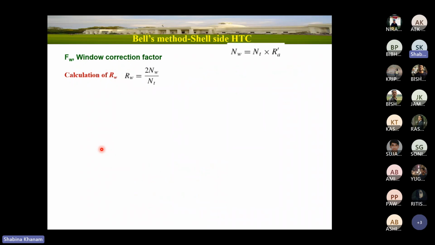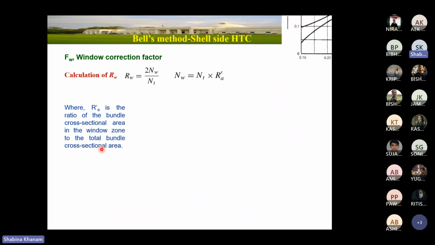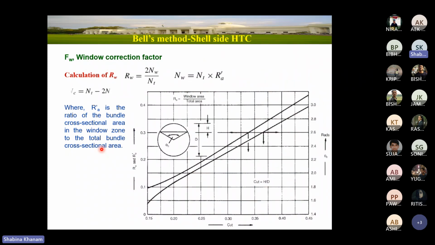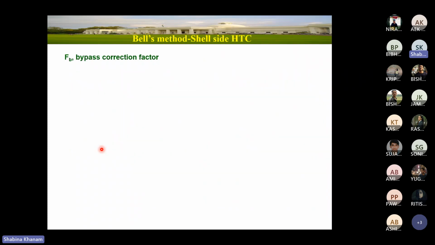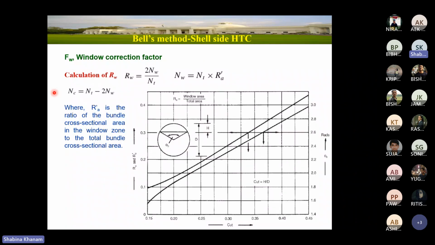I hope you are able to follow what I am trying to convey. So here I have NC, where NC is equal to NT minus 2 NW. NC is the total number of tubes in the cross flow zone, right?